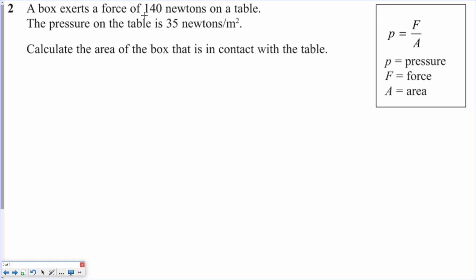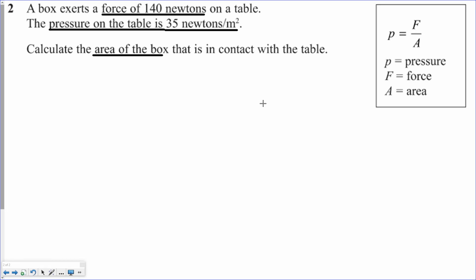So let's start by underlining the key words in the question. So we have a force of 140 newtons. Force is measured in newtons. The pressure on the table is 35 newtons per meter squared. So we have the pressure. Calculate the area. Okay, so there's a relationship between force, pressure, and area.